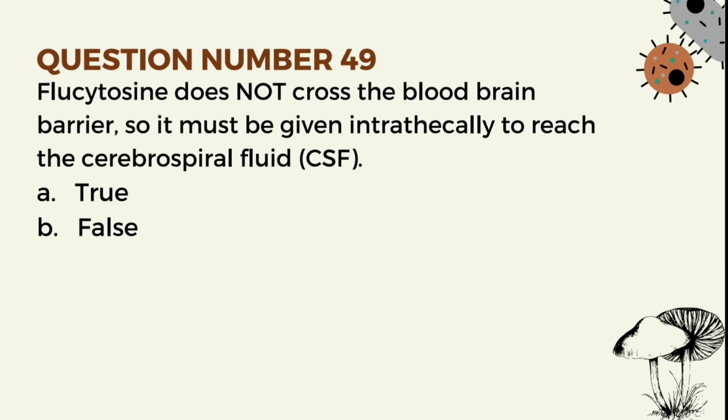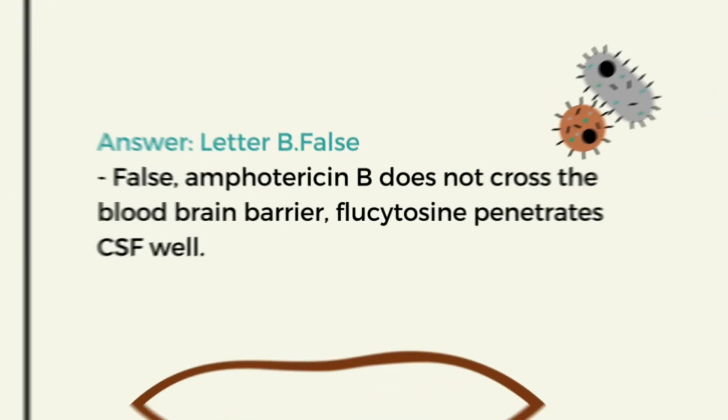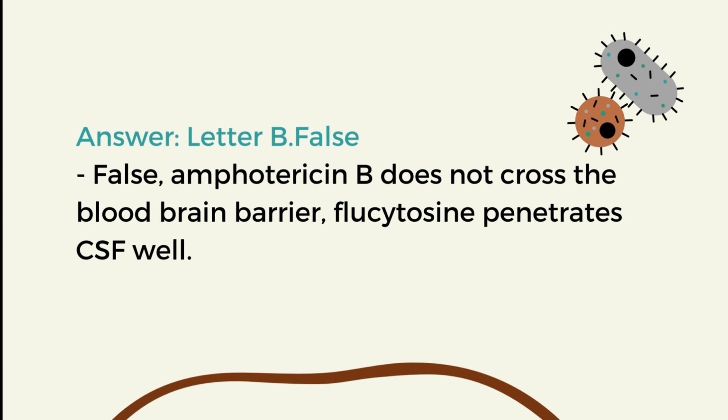For question number 49, true or false? Amphotericin B does not cross the blood-brain barrier, so it must be given intrathecally to reach the cerebrospinal fluid or CSF. A. True or B. False? Answer is letter B, false. Because amphotericin B does not cross the blood-brain barrier, flucytosine penetrates CSF well.